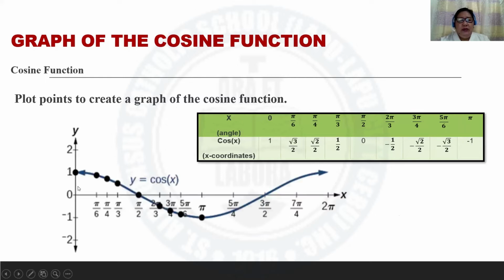At 0, it's 1. Pi over 6 is somewhere here, 0.8660 or 0.9. Pi over 4, it's somewhere here. Then pi over 3, it's 1/2 here. Pi over 2 is 0, and so on. So from here until here, and then you will go back and then you can continue. So this is how the graph of cosine function looks like.